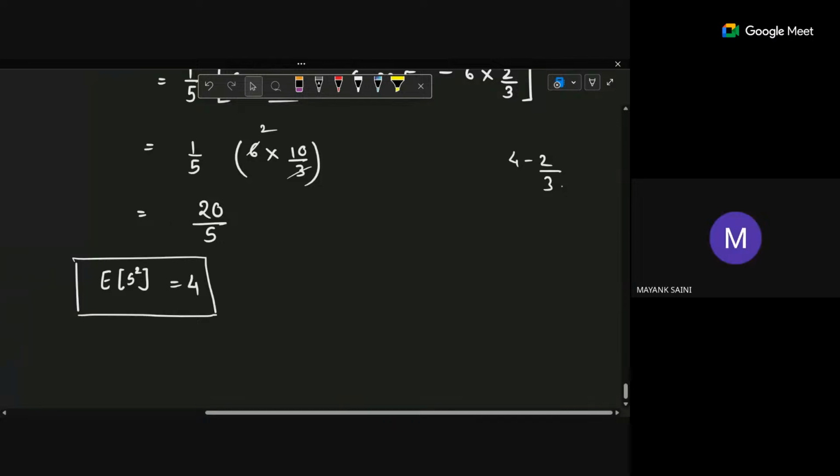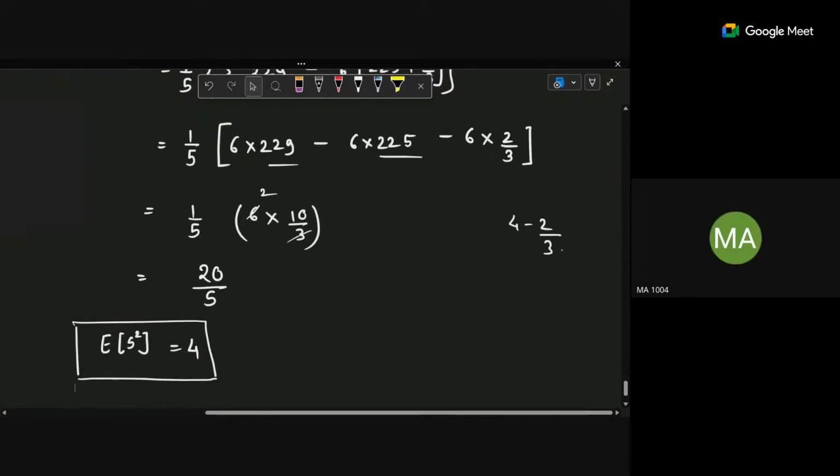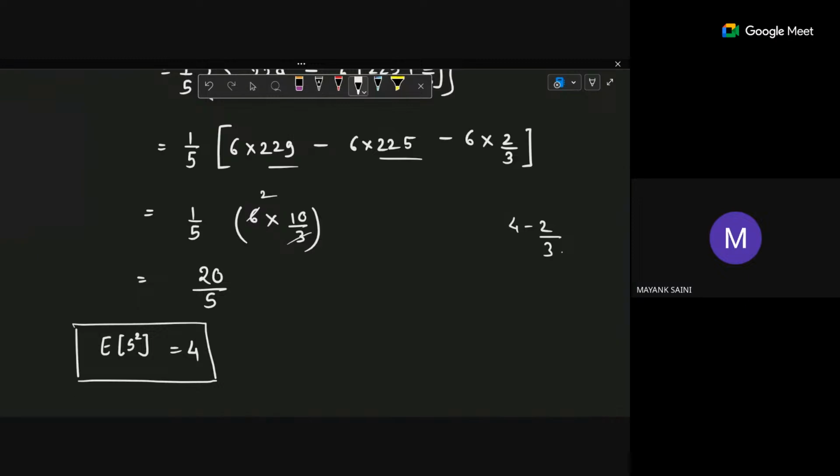There is a 4, one more 4 there. 4 into 4. Where? 6 into 2 to 9 minus 6 into 2 to 5. Yeah, 4 into 6 minus... That was 6 into 2 by 3, no? So I just took 6 common from all this and I got 229 minus 225 minus 2 by 3.